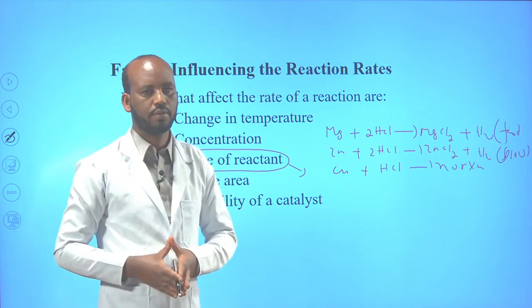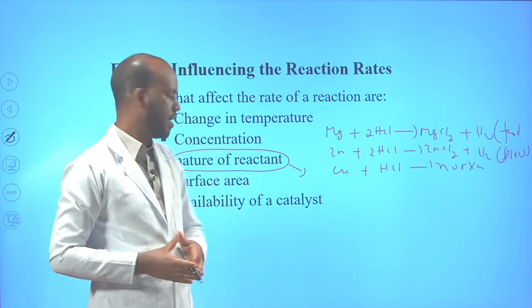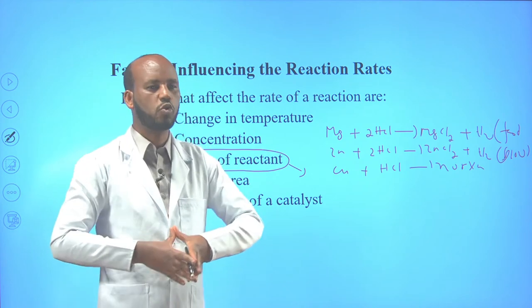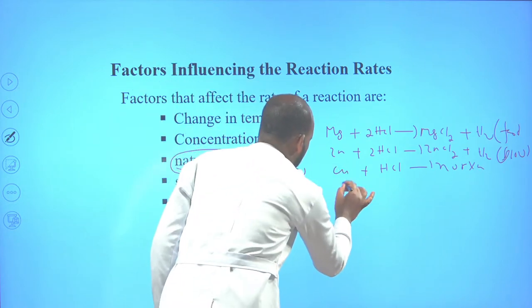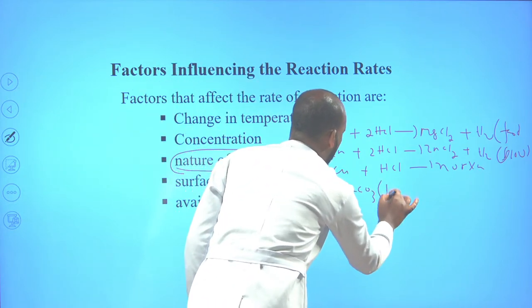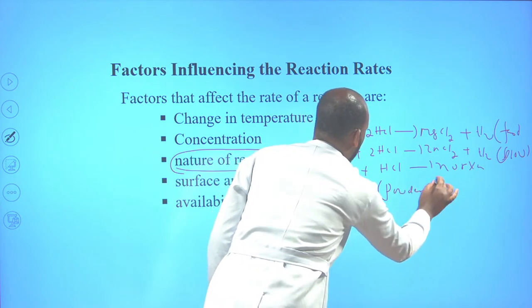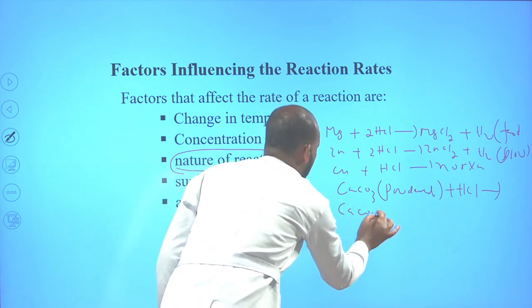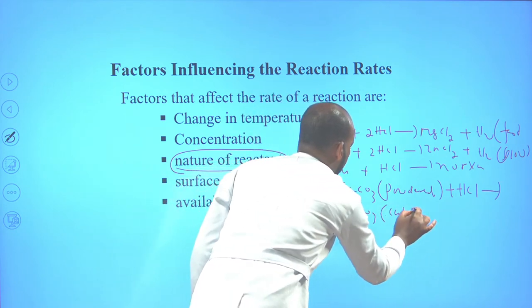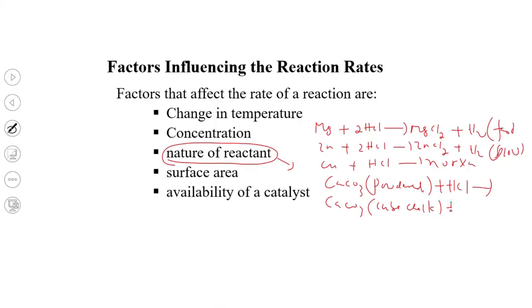Surface area or state of subdivision. Now this is important for heterogeneous reaction. In general, when surface area of reacting substance increases, rate of the reaction increases. If you take the reaction between hydrochloric acid and chalk, calcium carbonate, now this is powdered chalk plus hydrochloric acid, and calcium carbonate, this is cube chalk plus hydrochloric acid.